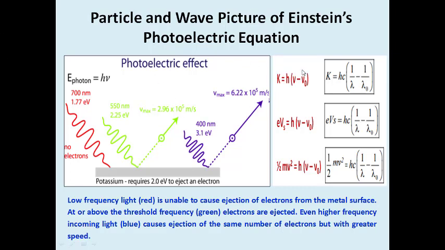Now we are going to compare the particle and wave picture of the photoelectric equation. You notice we have given two forms of Einstein's photoelectric equation. On your left, K represents kinetic energy. In other forms we can write it as e times Vs, or otherwise half mv squared. In all these three equations, the left side represents the particle nature of the photon, whereas on the right side, h times (nu minus nu naught) represents the wave nature.